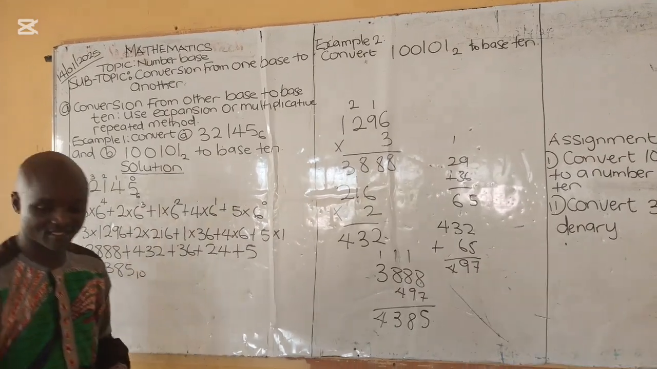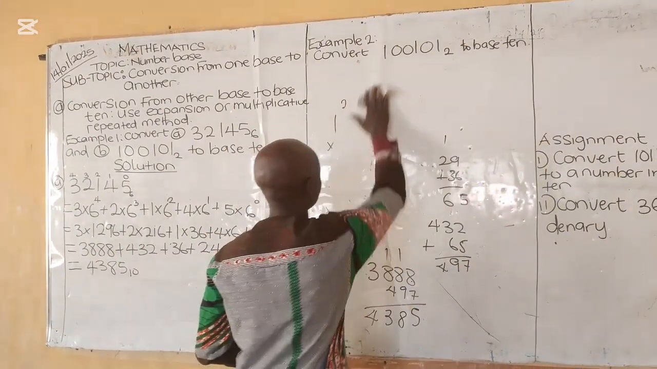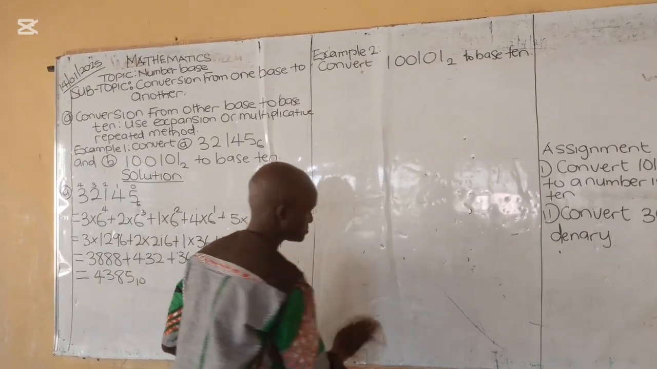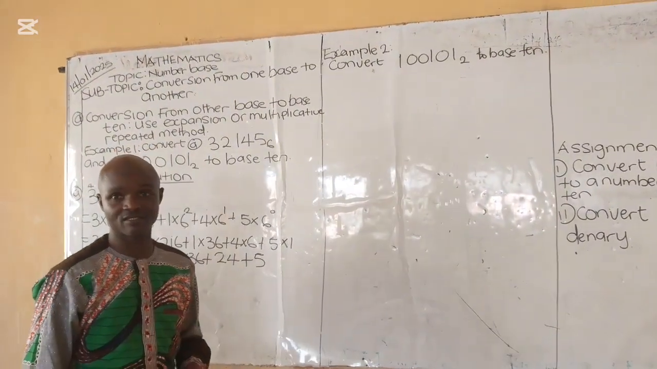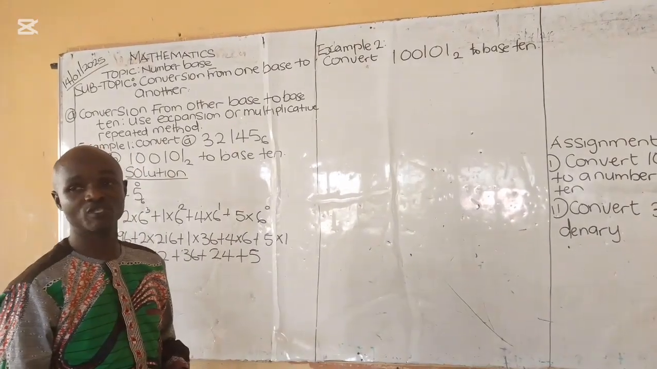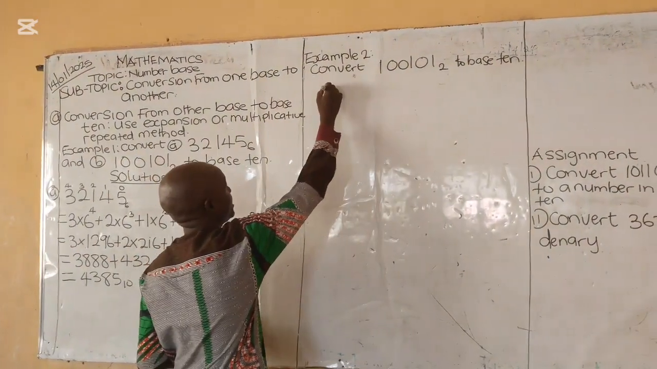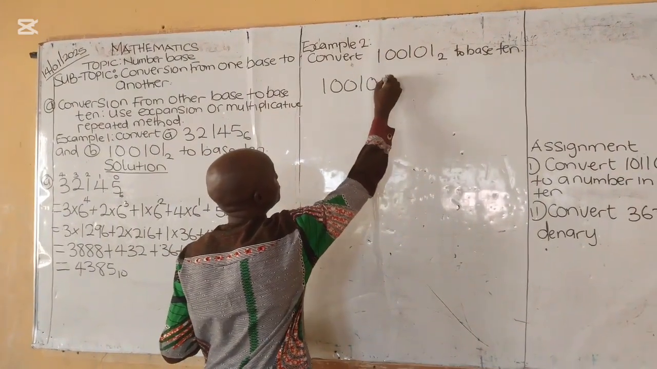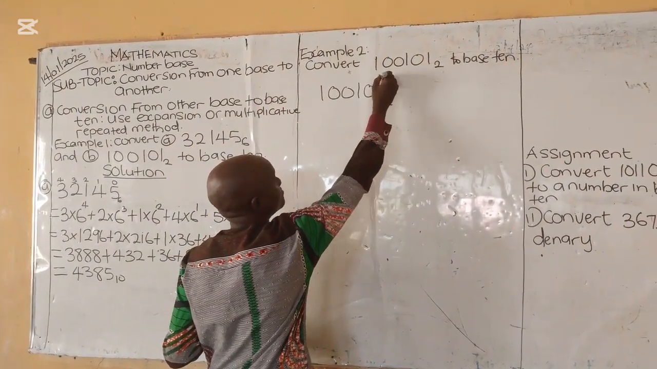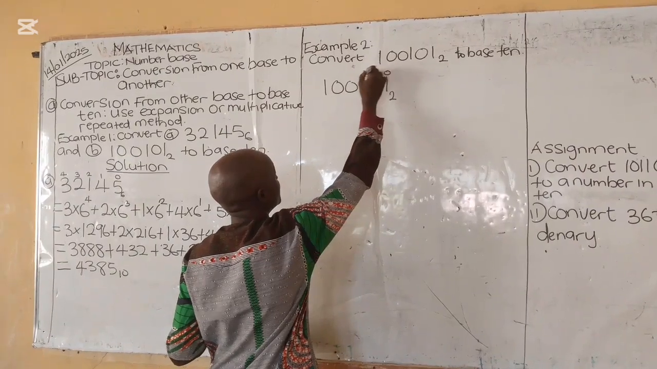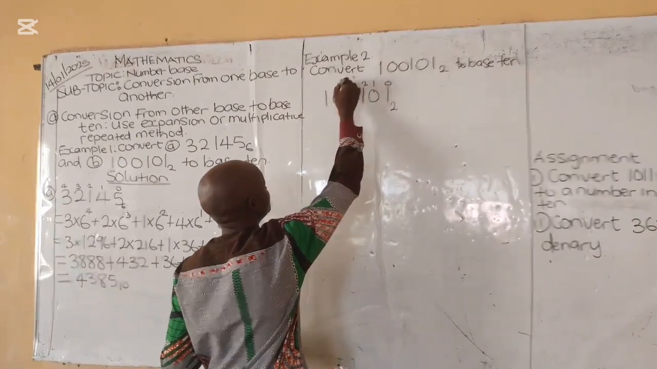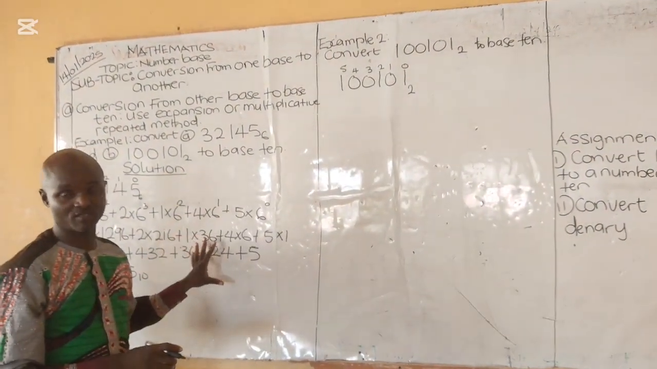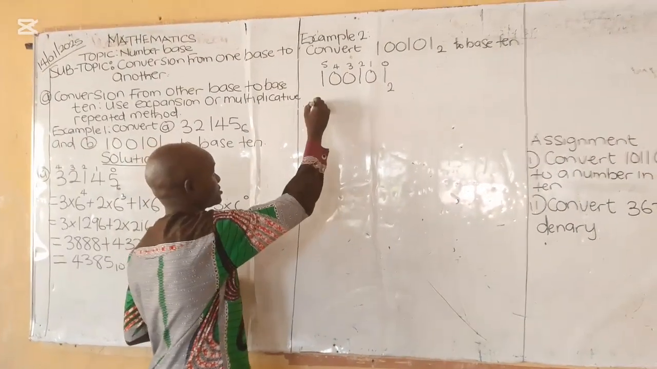Now let's go ahead to solve this other question that we have as example 2. It's still the same process and the same way we solve this one. We have 1, 0, 0, 1, 0, 1, 2. Then you place your values 0, 1, 2, 3, 4, 5. You follow the same format the way we have done it.